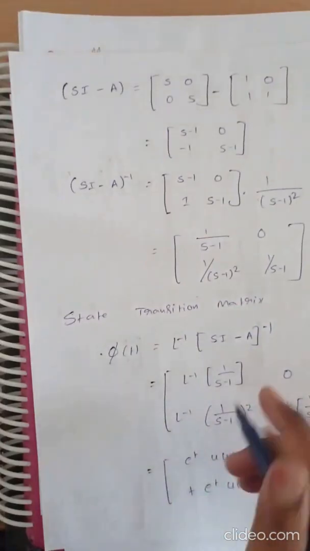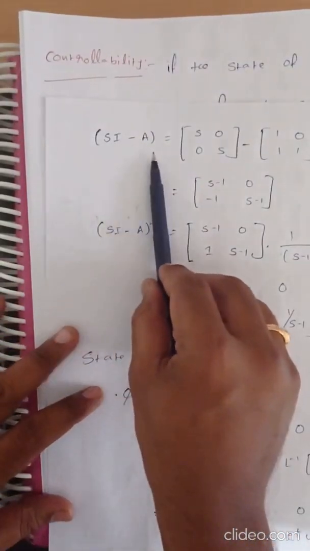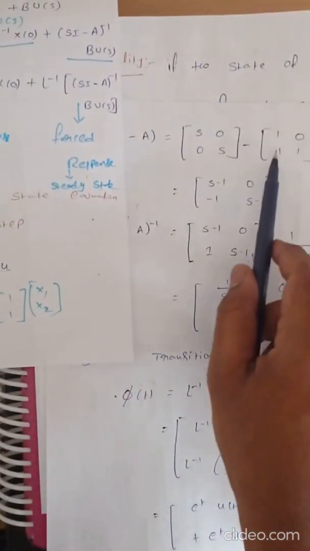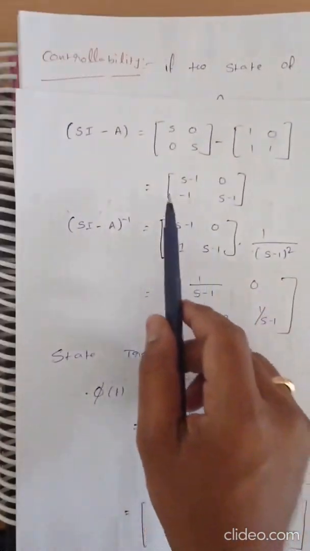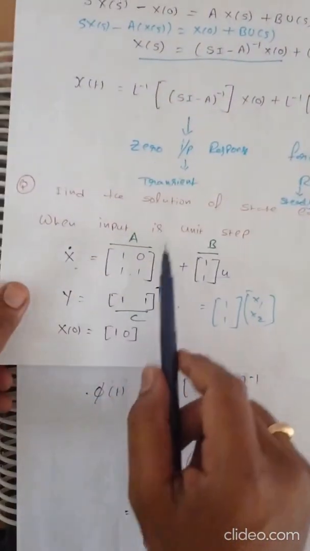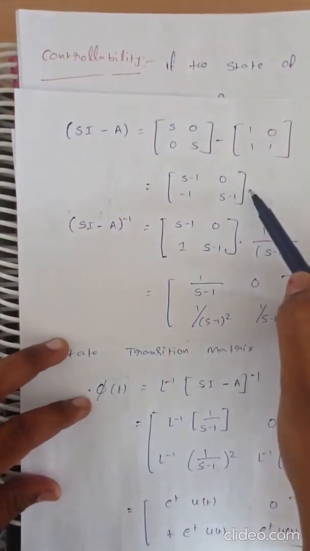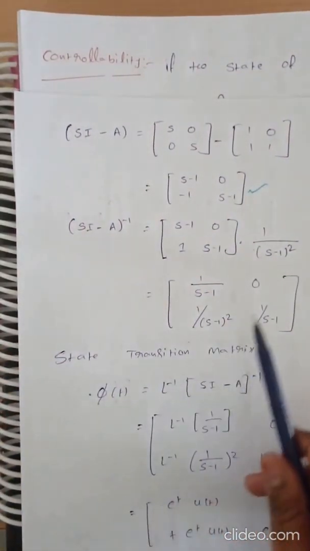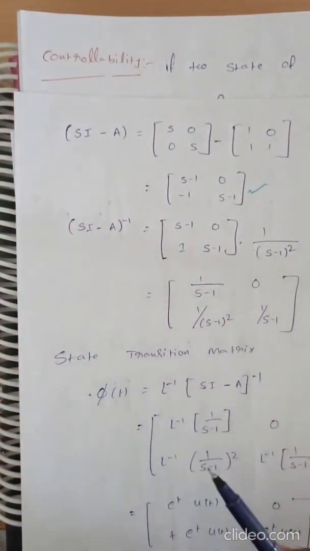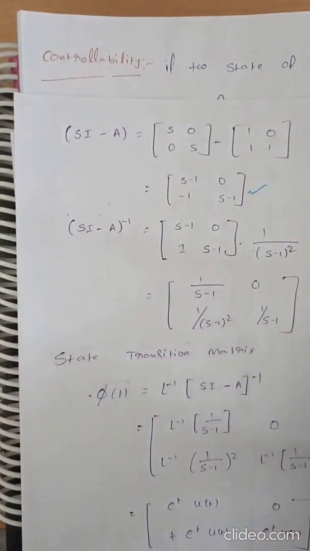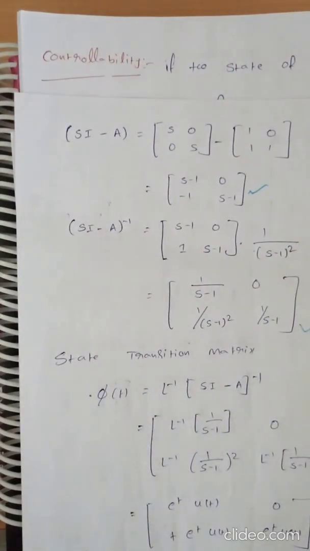Here we'll see first thing, si minus a to find out. As per the given question, we know the a value equal to 1 0 1 1 and s into I equal to s 0 0 s. Si minus a will receive this matrix and inverse of this one as like the previous one. Though I don't want to waste your time, si minus a whole inverse, finding it finally you will receive this one, 1 by s minus 1 0, 1 by s minus 1 whole square and 1 by s minus 1.